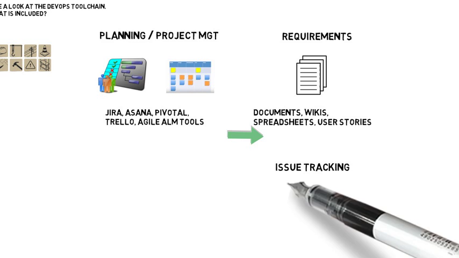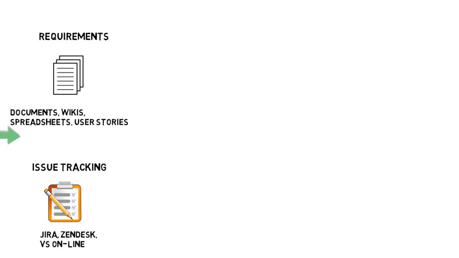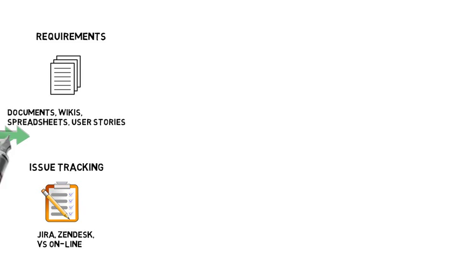Now, in issue tracking, we look at tools here. Could be Jira, which actually is an Agile ALM tool as well. It just depends on how you use it. But tracking issues, you can also look at Zendesk, Visual Studio Online, VS Online, and other tools in that space that allow you to track issues and make sure you're understanding what's happening in your overall environment.